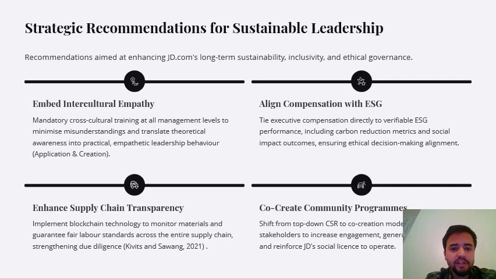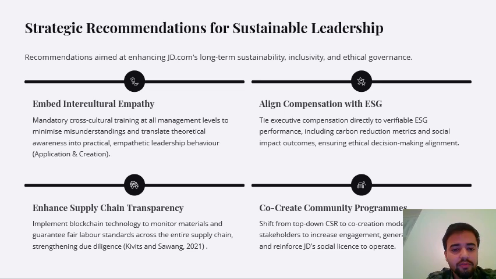Strategic recommendations. A number of strategic actions can be suggested to enhance sustainability, inclusivity, and ethical leadership. On the one hand, JD.com needs to increase intercultural training at every level of management to encourage leaders that are empathetic and minimize cross-cultural misunderstanding. This learning embedded into a professional development framework would reach the application or creation level of Bloom because theoretical cultural awareness is changed into practical leadership behavior.